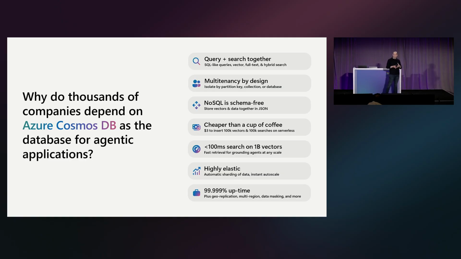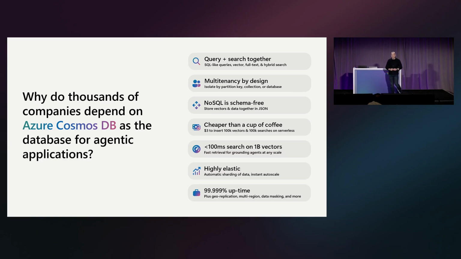Cosmos DB being a NoSQL database means that it's schema-free. So as your data model changes, as your application evolves or grows, you can change your data model in Cosmos DB. And of course, you can store vector embeddings and your metadata together in the same JSON document to enable your semantic search without needing to ETL your data to another service.